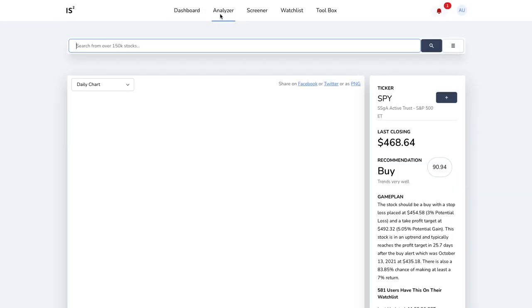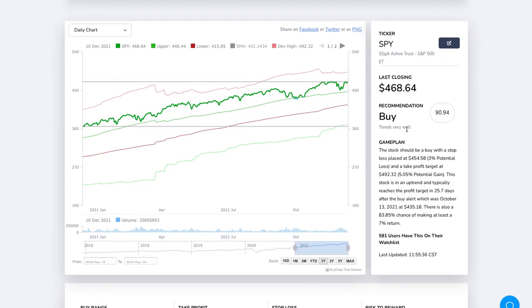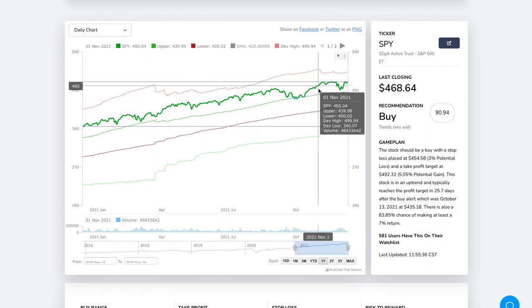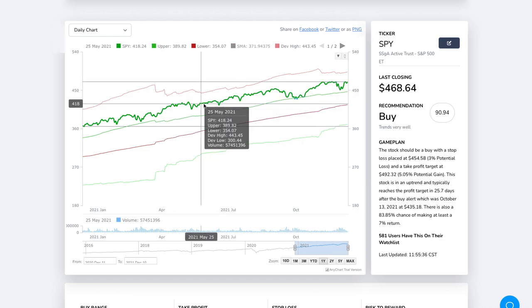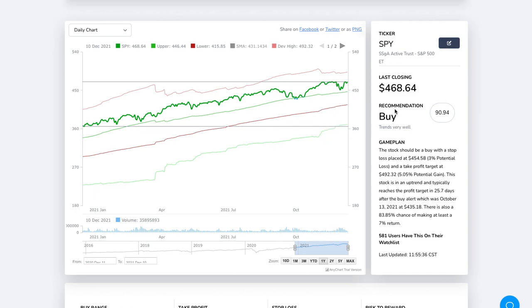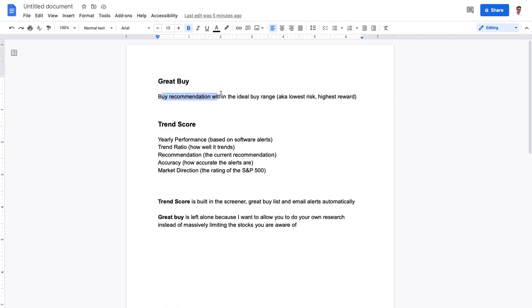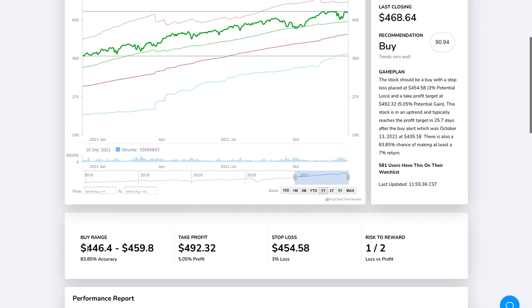In order to explain that, let's explain what a great buy situation means. When we're looking at the software, this is based on a trend following approach. When the stock is above this green line, this stock is trending and highly likely to make us money. So this is a buy recommendation right now because it is trending up and is a great stock to buy. A great buy recommendation, as stated here, is a buy recommendation within the ideal buy range, which means that we have the lowest risk and highest reward. So what does this mean? If SPY was above this green line as a buy, but also within the buy range, this level right here, then it would be considered a great buy.